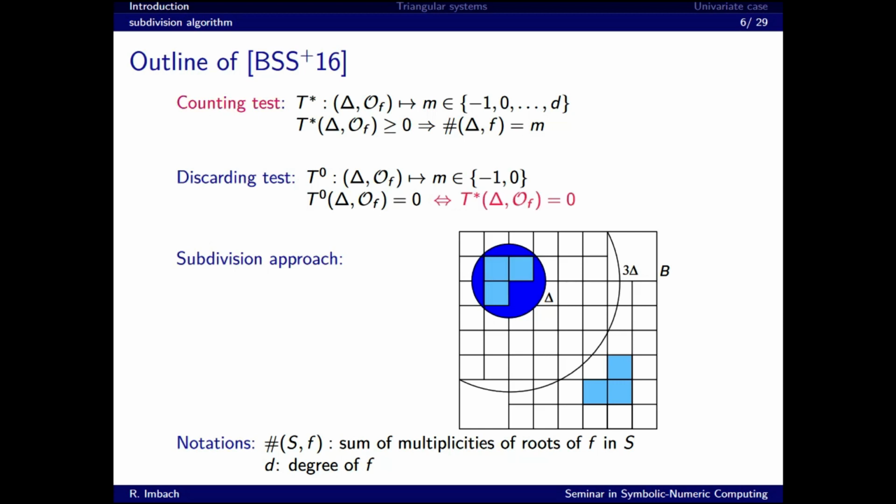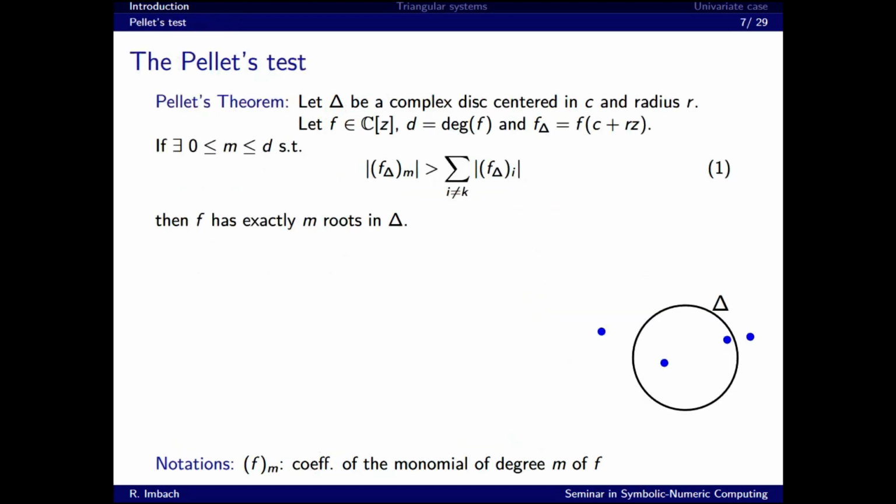Okay, so this discarding test can be implemented with the counting test. This counting test is the heart of the method. And in the clustering univariate algorithm, it's based on Pellet's theorem. For an initial complex disk delta centered in C with radius R, we define f delta as f evaluated in C plus RZ. So it's the shift and scale of f on delta.